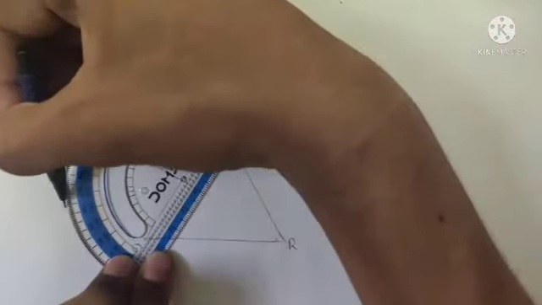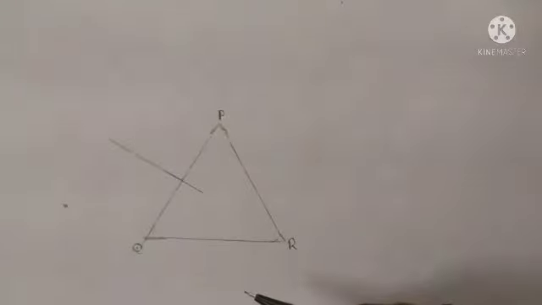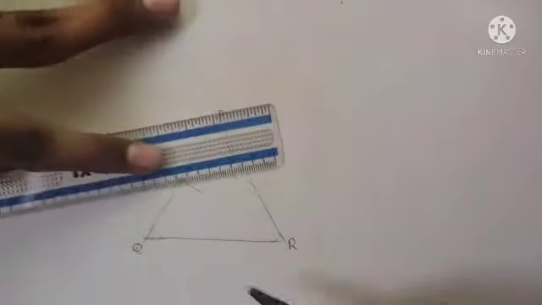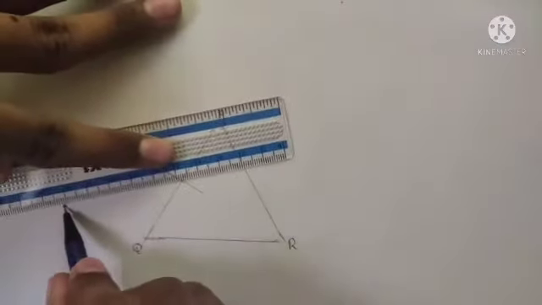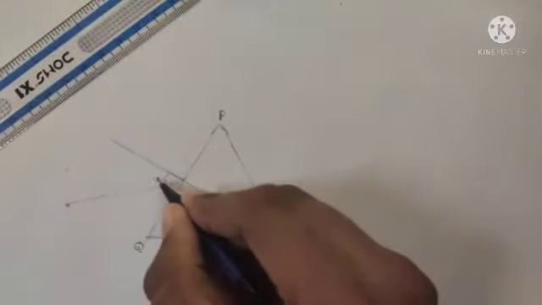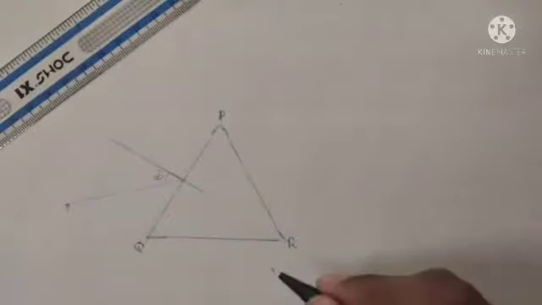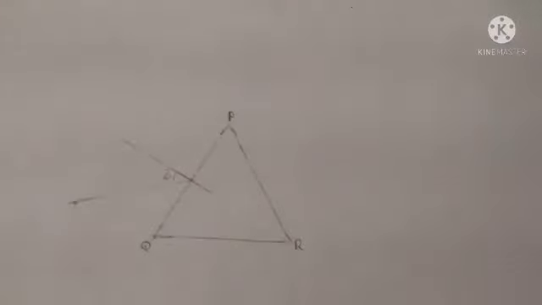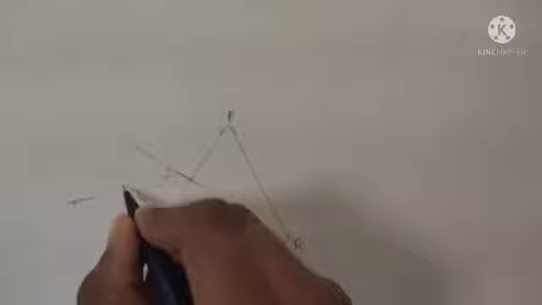Draw an angle of 45 degrees to the perpendicular of PQ. This angle is 45. This is the incident ray.